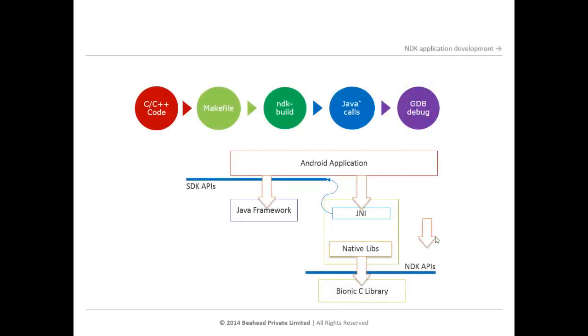So now let's look at the cycle of NDK application development. This is the sequence. First you write the C++ code, then you have a makefile, and in this makefile we specify what is the target, what is the processor, what is the platform this application needs to be built for, using the flag APP_ABI. We use the ndk-build command to build the shared object libraries, or the SO files, and then the Java program uses these shared object libraries and calls the native functions through JNI.